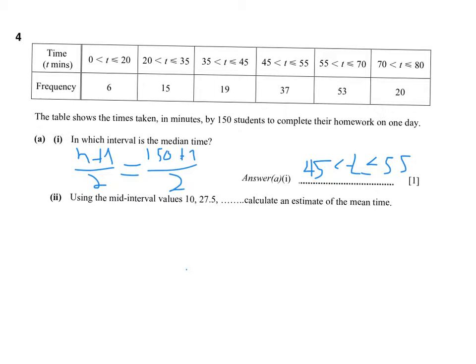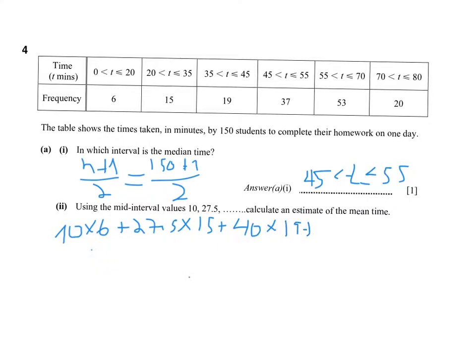Okay, so first interval, midpoint 10, frequency 6, add, midpoint of the next interval, they give it to you, 27.5, times the frequency, 15, add, 40, next midpoint, add the two ends, divide by 2, 19, add 50, times 37, now 55 plus 70 divided by 2. That's 125 divided by 2 is 62.5. A little harder midpoint there.